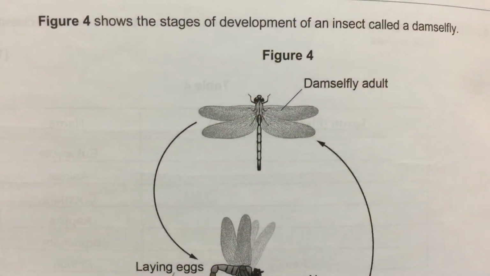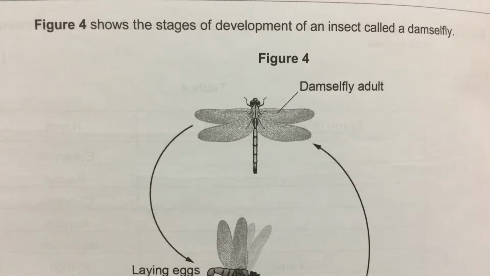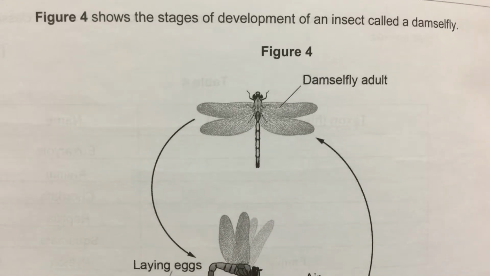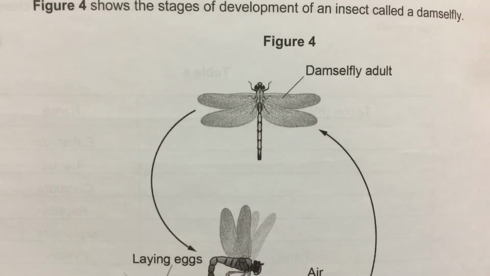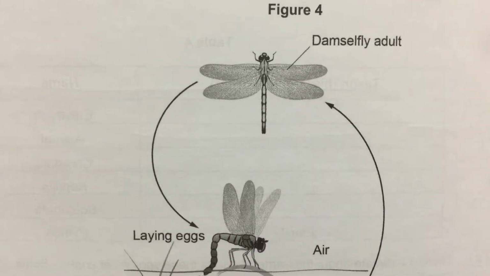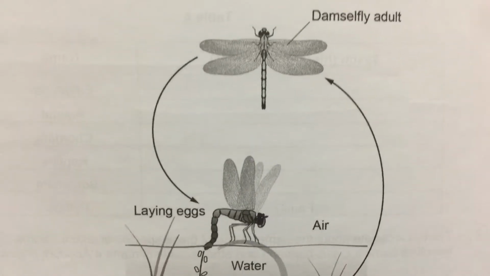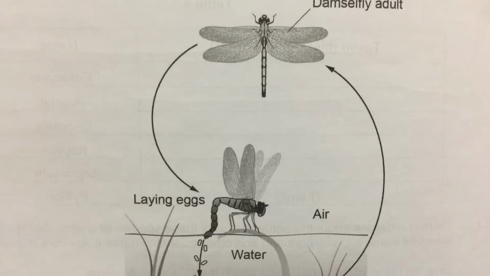This is question 9 of the 2017 A2 Paper 1. It says figure 4 shows the stages of development of an insect called a damselfly. The adult damselfly uses a tracheal system for gas exchange. Explain 3 ways in which an insect's tracheal system is adapted for efficient gas exchange.